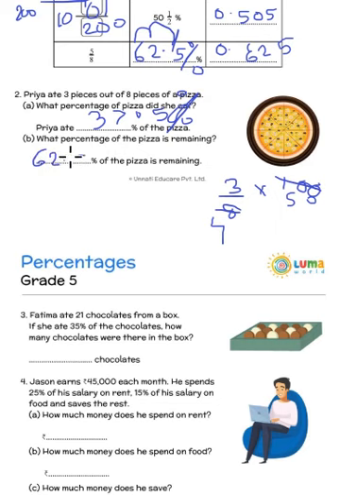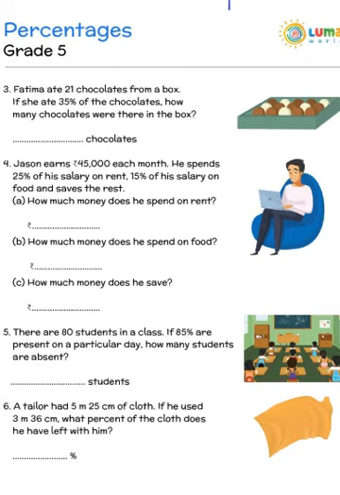Fatima ate 21 chocolates from a box. If she ate 35% of the chocolates, how many chocolates were there in the box? Okay, so she has a box, and from that box she has already eaten 21 of the chocolates. But we know that she has actually eaten 35% of the chocolate. That means if there were 100 chocolates in the box, Fatima has eaten 35 of them. This is the data that is being given to us. And now we are saying that she has actually eaten 21 of it. So how many do you think were there in the box?